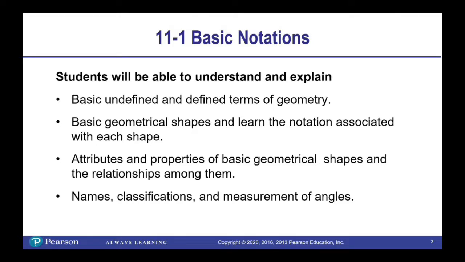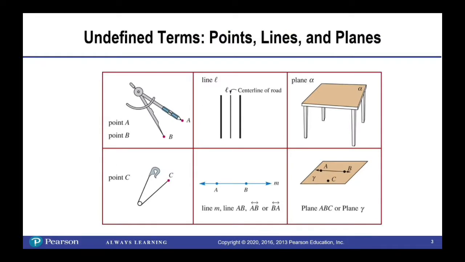So let's get started. In geometry, we have three undefined terms: a point, a line, and a plane. For us, a point is like a dot. You'll notice in the pictures on the left, we have point A, point B, and point C. A line extends indefinitely in both directions, as you see in the middle box on the bottom. Think about the center line of a road. A plane is kind of like a tabletop or like a sheet of paper.